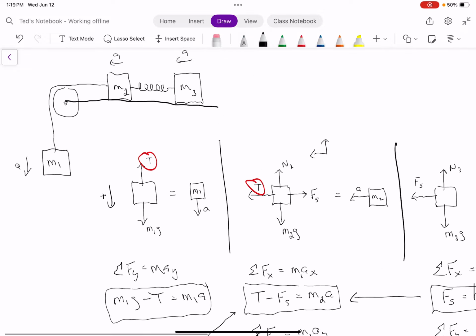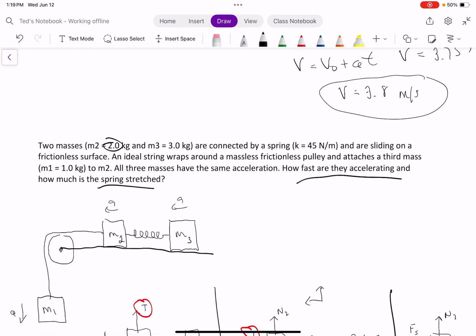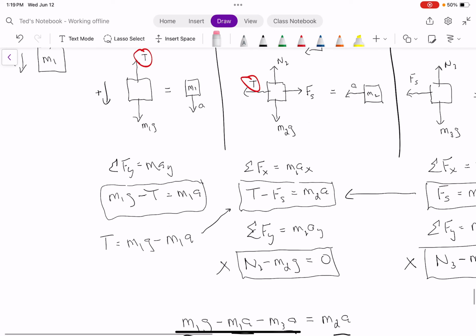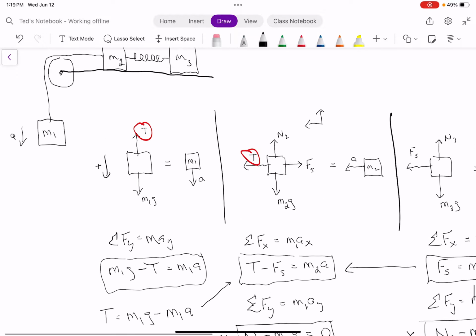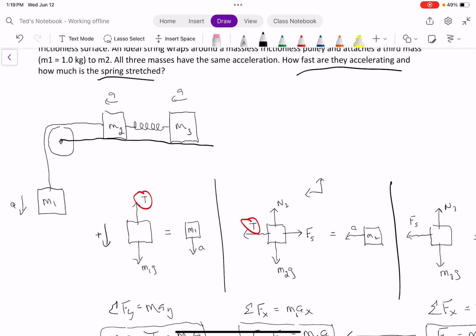And let's just check the problem again. This problem had 2 significant digits. So since it had 2 significant digits given in the problem, I'm going to use 2 significant digits in my answer, which means that the acceleration is equal to 1.6 meters per second squared. And that means that m1 is accelerating down at 1.6 meters per second squared, and m2 and m3 are accelerating to the left at 1.6 meters per second squared.